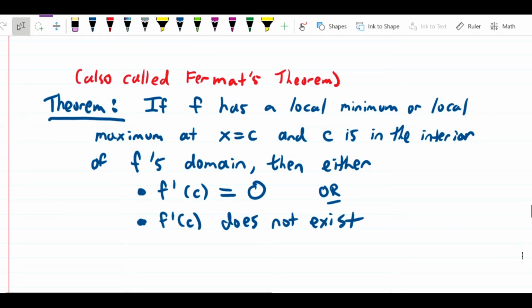So we turn now to another theorem that is important to finding extrema, and this theorem is sometimes referred to as Fermat's theorem after the person who first proposed it.